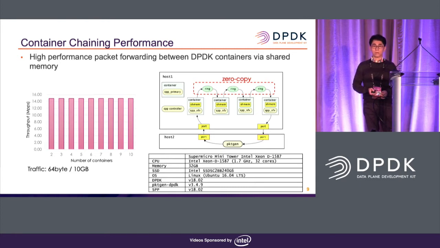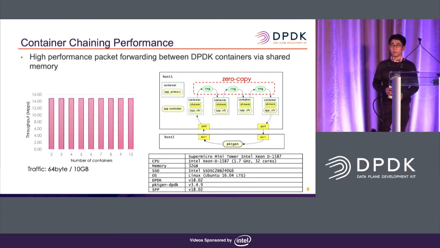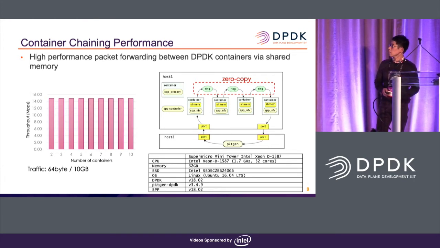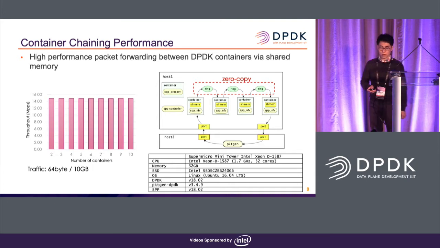So SPP uses ring interfaces for getting high performance, and Kubernetes CNI does not support the interface yet. But we need to use this ring interface to get high performance for our NFV infrastructure. And here is a result of our simple testing of ring interface performance.